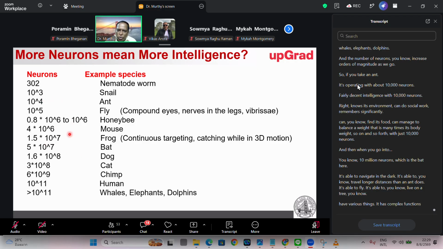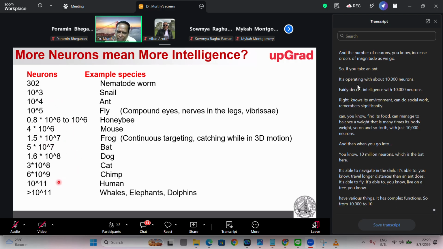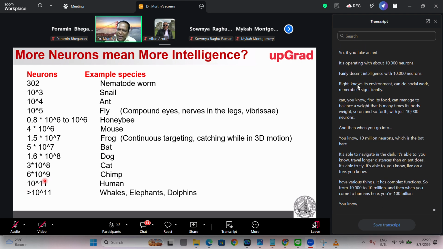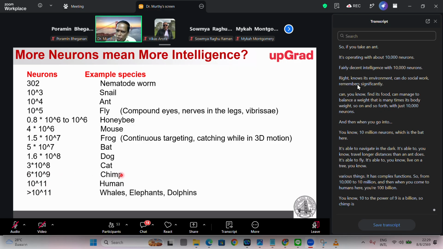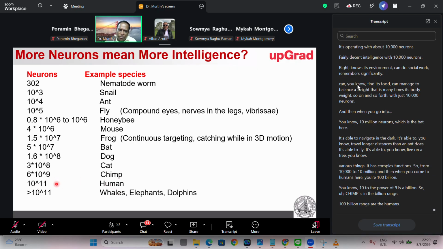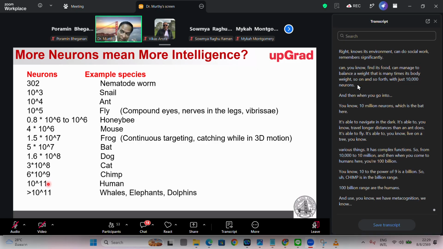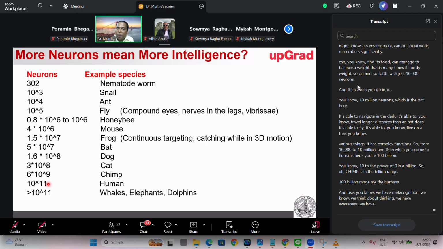So from 10,000 to 10 million. And then when you come to humans here, you're 100 billion. 10 to the power of 9 is a billion. So chimp is in the billion range. 100 billion range are the humans. And we have metacognition. We know, we think about thinking. We have awareness. We have multiple other things.